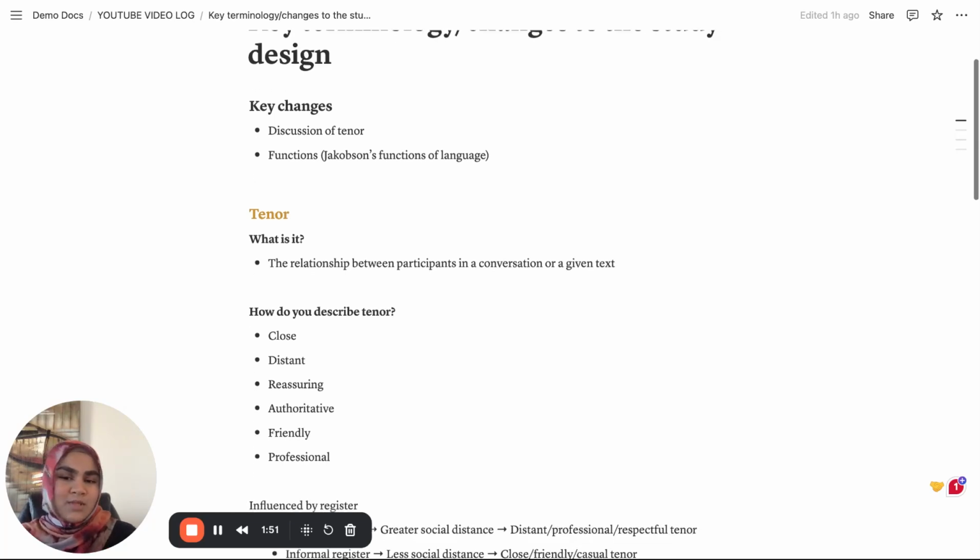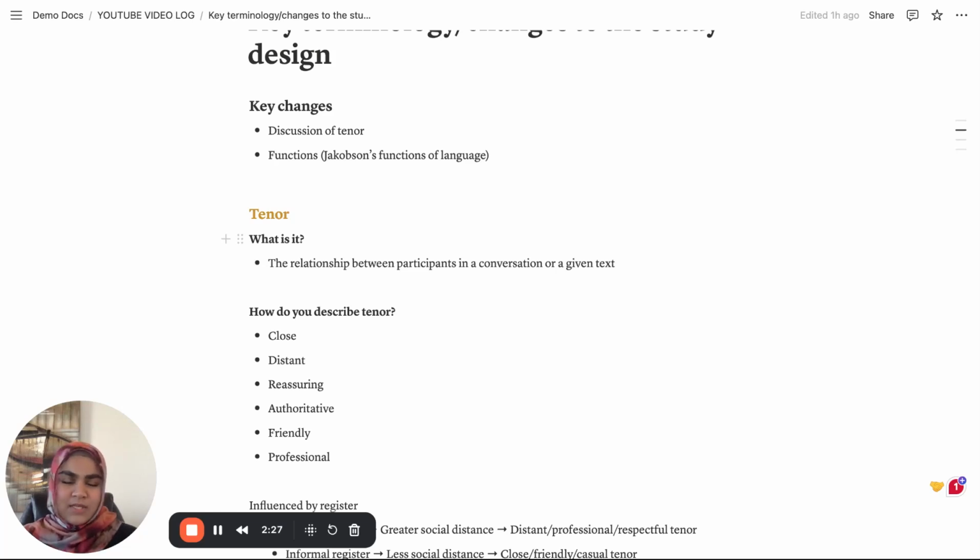The two most basic ways of describing tenor are a close tenor and a distant tenor. They exist on a continuum and they're influenced by a range of different factors, like I said before. But if you want to be more specific in your analysis and also your meta language, you can say things like reassuring tenor or authoritative tenor, or friendly tenor, or professional tenor. And obviously all of these are going to be influenced by how close two participants are, or the intentions of the speakers, or even the roles of the speakers in the conversation.